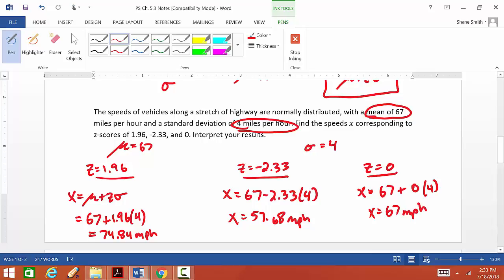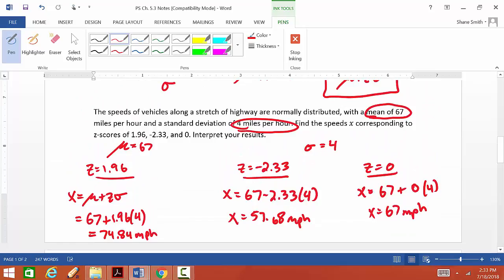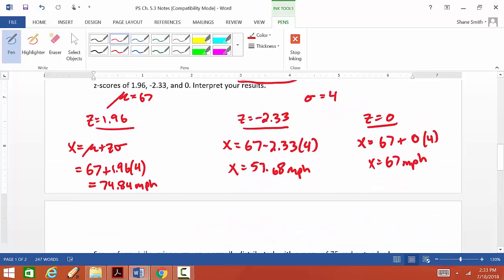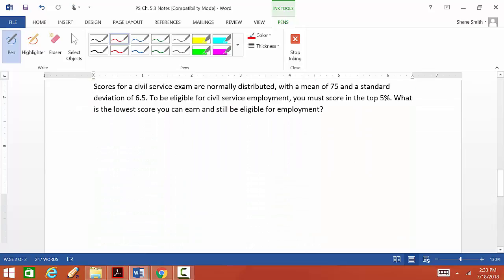Okay, so now combining the x equals mu plus z sigma concept with using the table in reverse, we can now do a different type of problem. Now we can find problems when we're given areas and given percents, we can find data values. And this is very useful in a variety of cases. One of them is, for example, test scores. There might be a cutoff score. So let's look at an example like that. In this example, it says scores for a civil service exam are normally distributed with a mean of 75 and a standard deviation of 6.5.